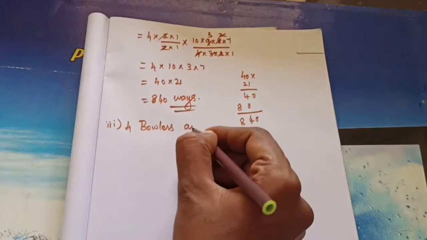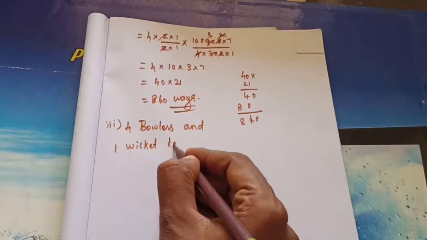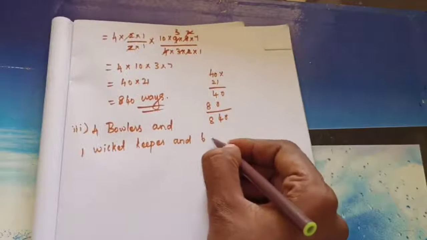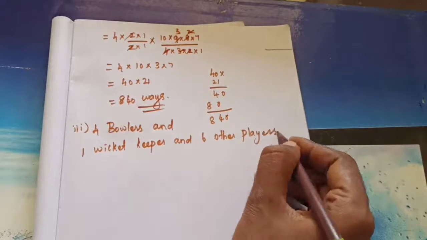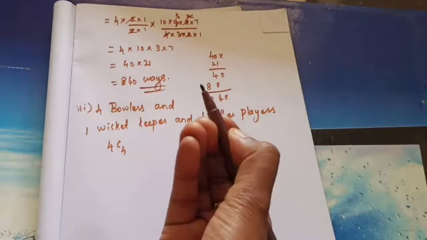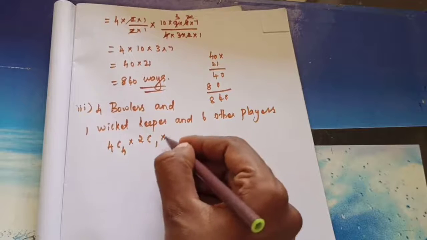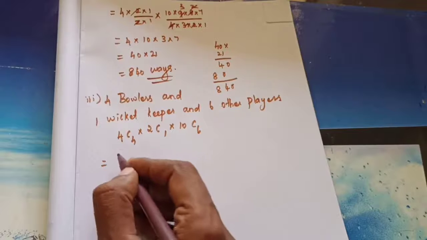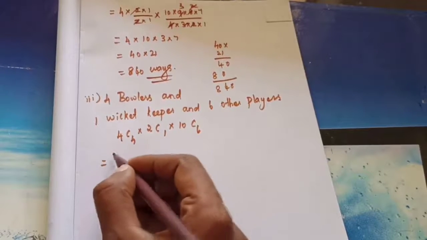Third one is 4 bowlers and 1 wicket keeper. Then what are the remaining? 4 plus 1, 5 over. So 6 remaining. So how will you write it in the combination? 4C4, out of 4, you choose all 4. Then into 2C1, 2 wicket keepers, choose 1. Then next one, 10C6. Okay, so 4C4, the value is 1, is it right? 4C4 is nCn. If you need, you can write it.